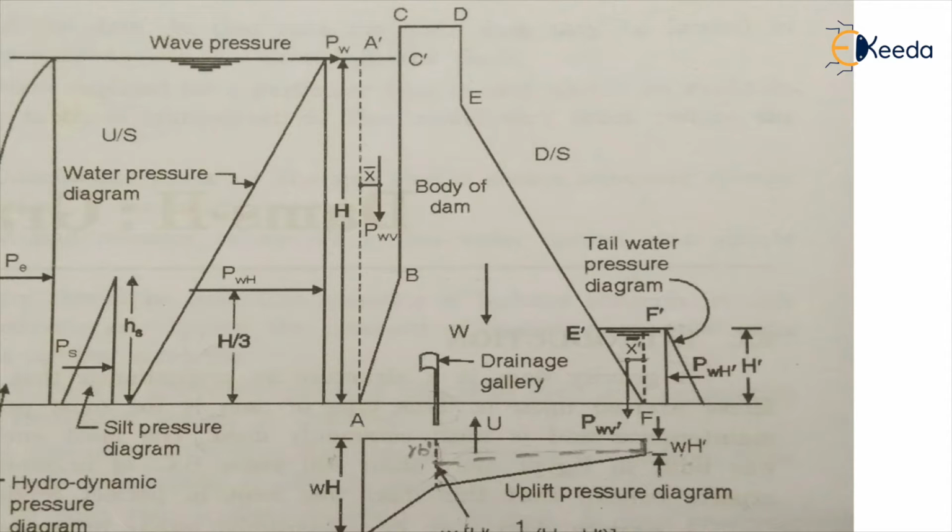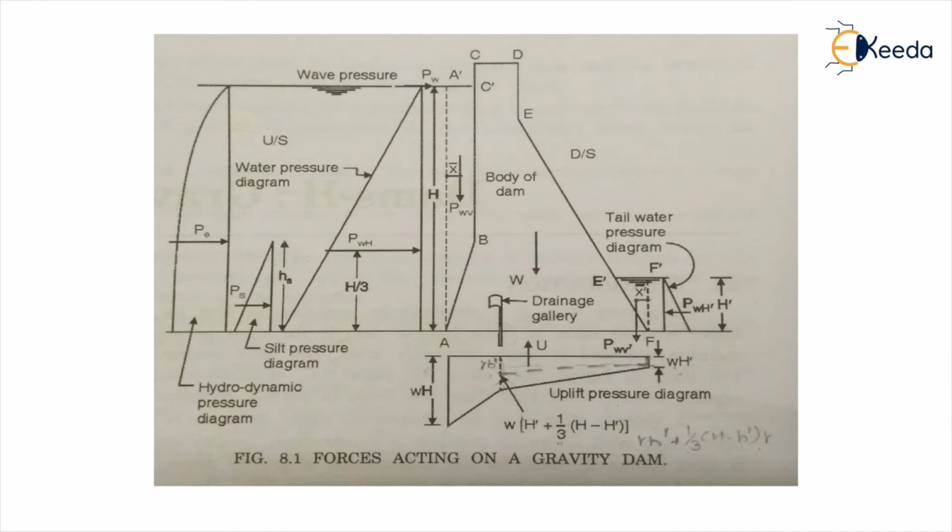Why triangular? Because at the free surface the pressure is atmospheric, hence it gives zero at the free surface level, and it increases towards the base with respect to the unit weight of water and the height of water. So simply by using this formula we can find out the tailwater diagram also. These are the important factors and important forces which are acting on the gravity dam. So let's proceed.